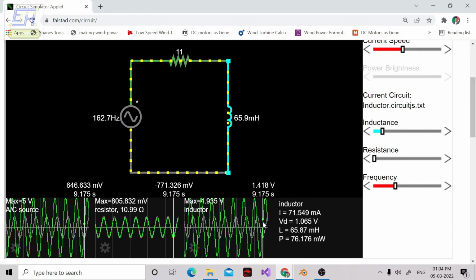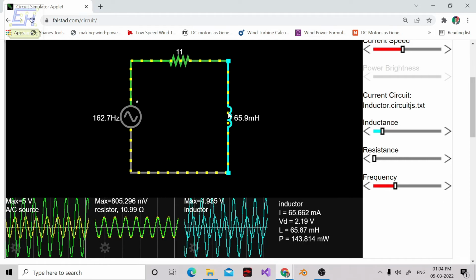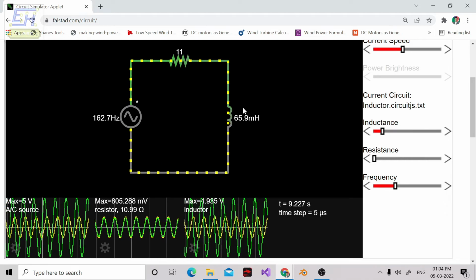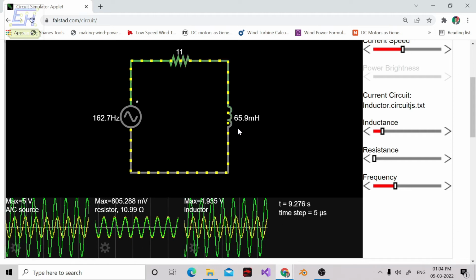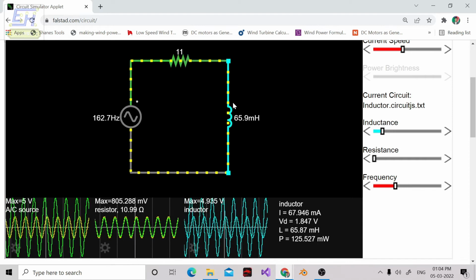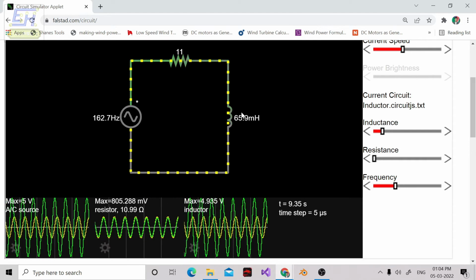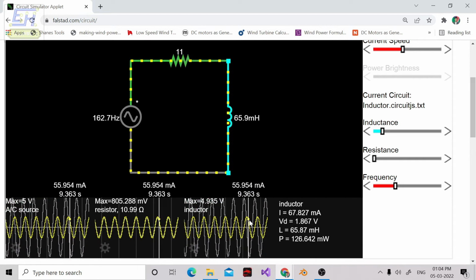And why is this so? Because of the property of inductance, or inductive reactance, at higher frequencies this inductor will impart a higher inductive reactance on the circuit. So it will oppose the current highly as compared to at lower frequencies. That's why we are getting a lower current.